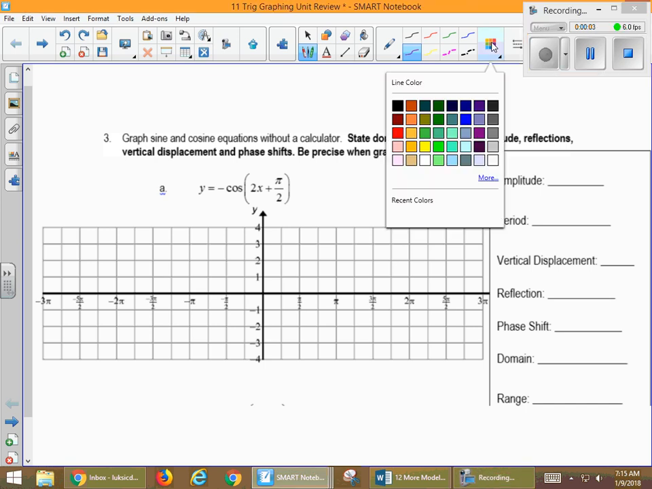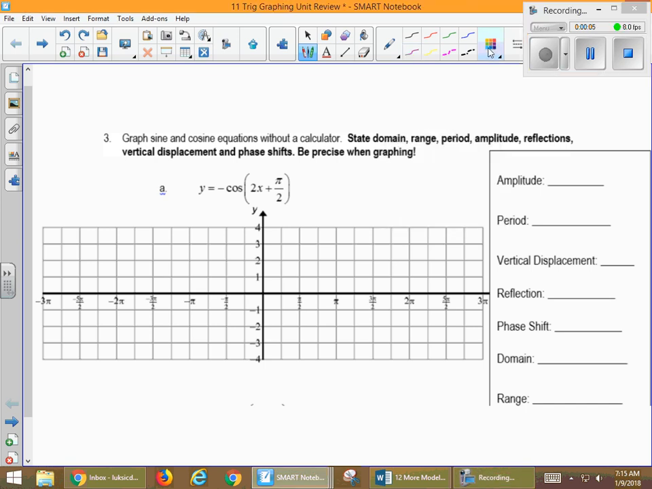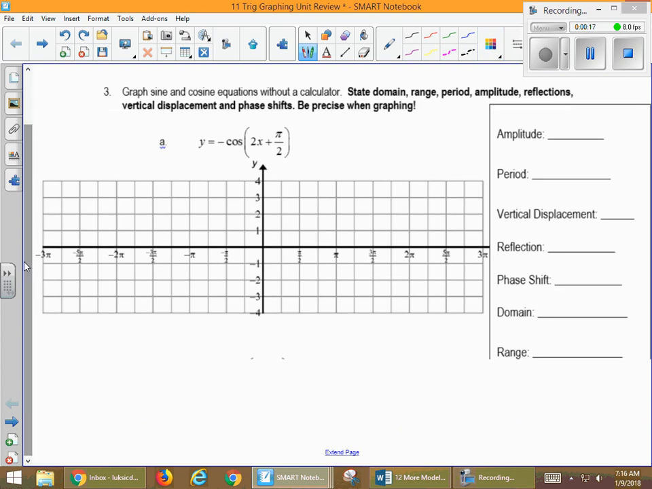Okay, trig graphing review. The first graphing problem here, we have negative cosine of 2x plus pi over 2. So we're graphing all of these without a calculator. The trickiest thing is to deal with phase shifts. Remember, with each equation, you're going to use every part.